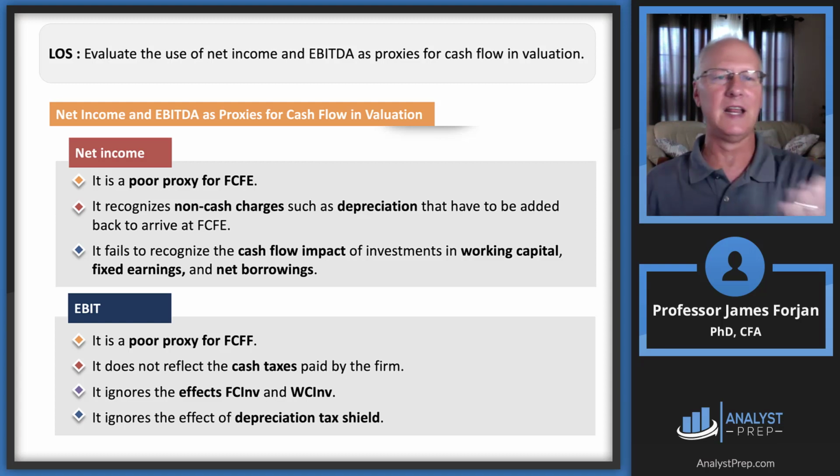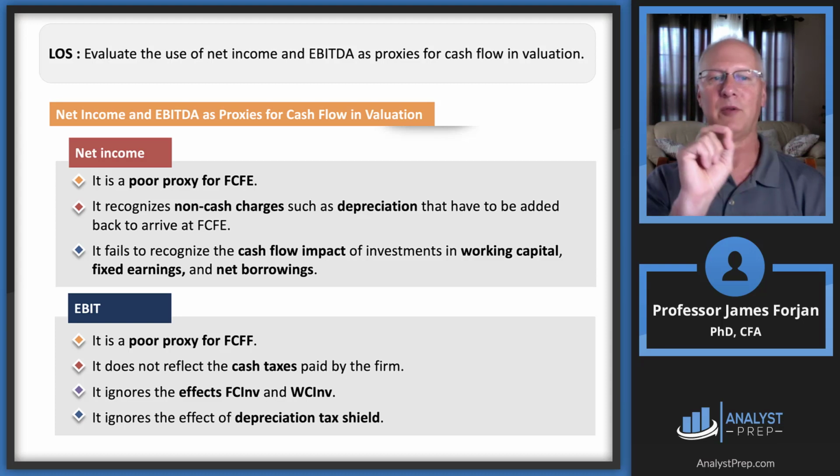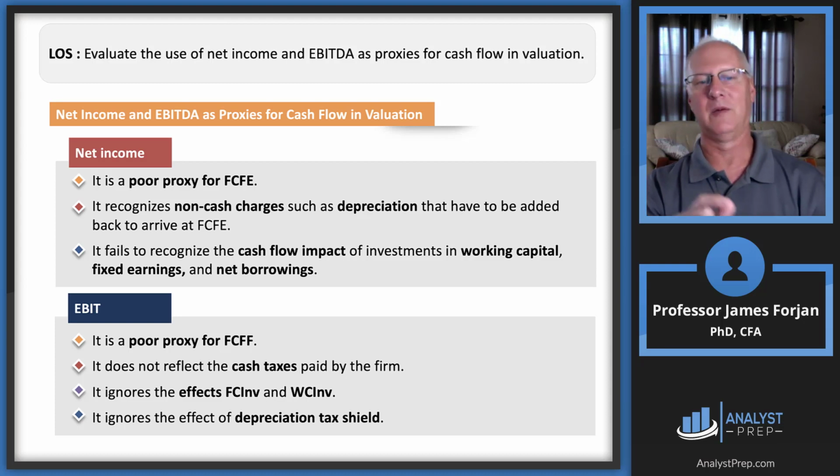So net income, EBIT, these two accounts can be way off in their relationship to free cash flow. So really just look at the first two diamond points in each one. Poor proxy, poor proxy. But remember this, net income is a poor proxy for free cash flow to equity, and operating income is a poor proxy for free cash flow to the firm.